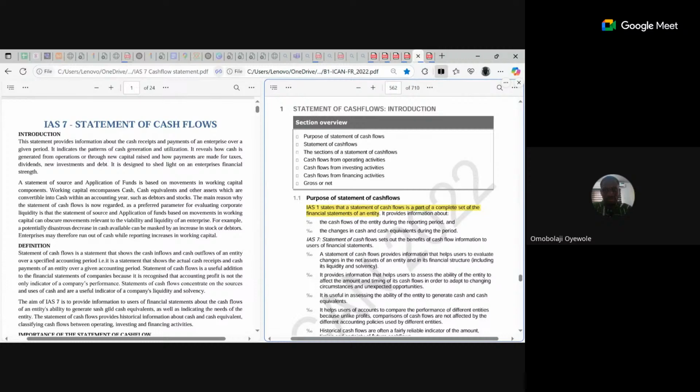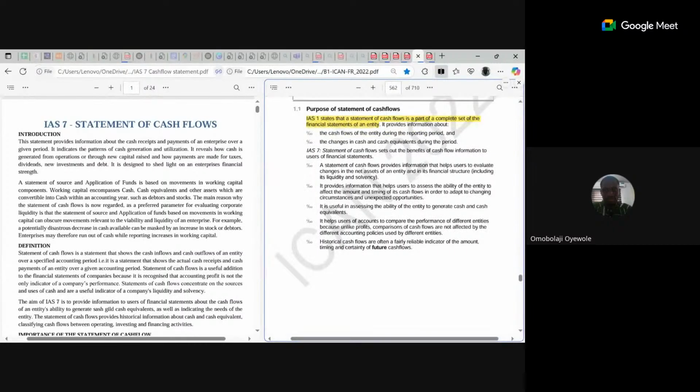So from the material here, which is the ICAM pack, we are going to see that IAS 1 states that the statement of cash flows is a part of a complete set of the financial statement of an entity. It provides information about 1, the cash flows of the entity during the reporting period, and 2, the changes in cash and cash equivalents during the period. Now, I want to dwell on these 2 things. First of all, the cash flows of the entity during the reporting period. So 2 things there.